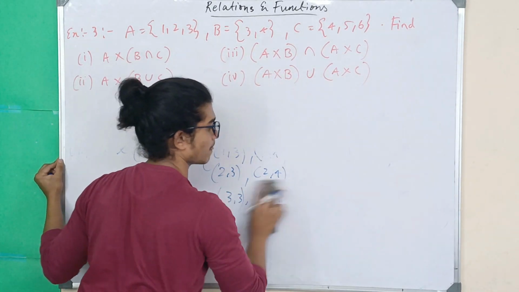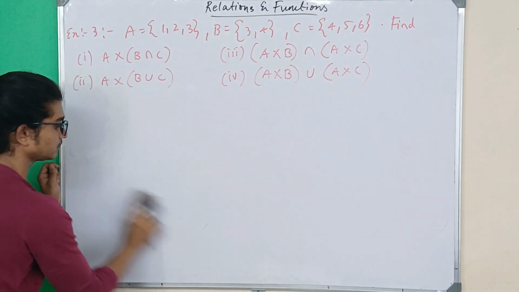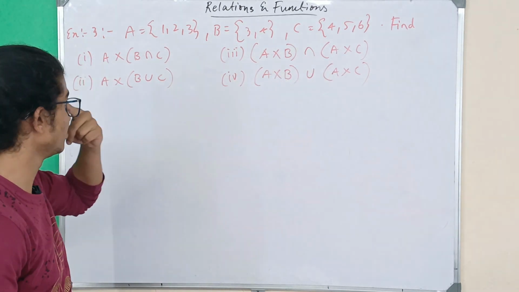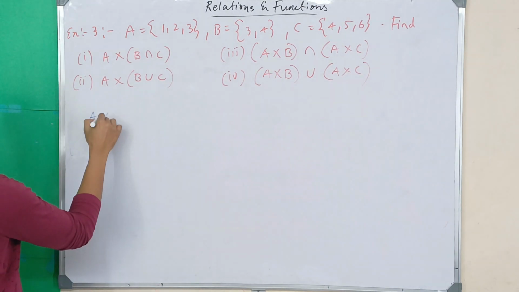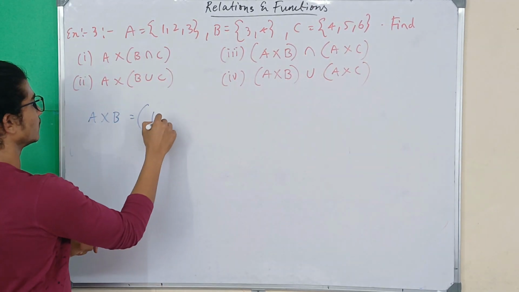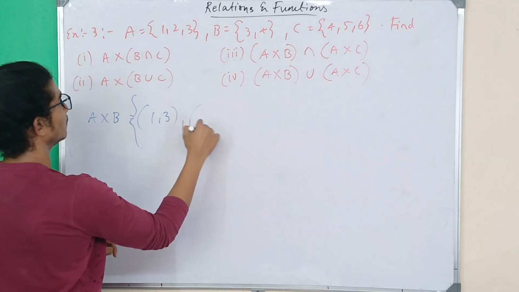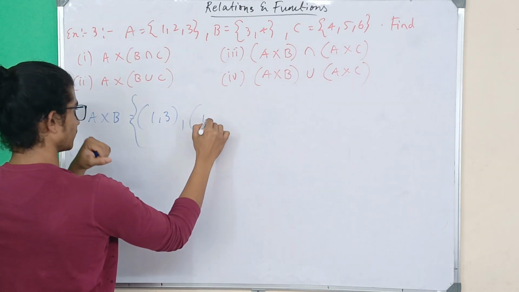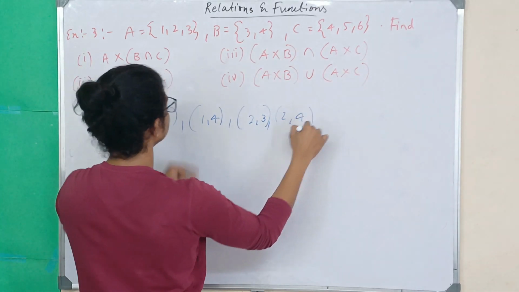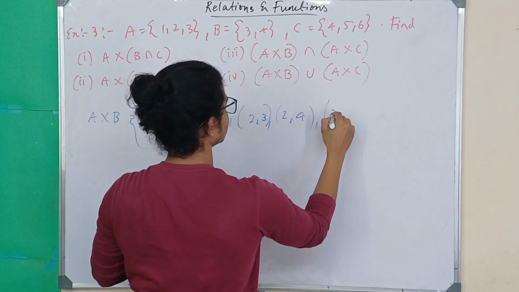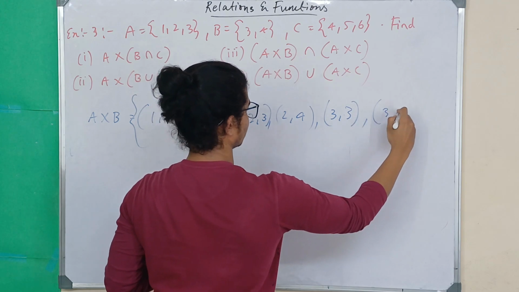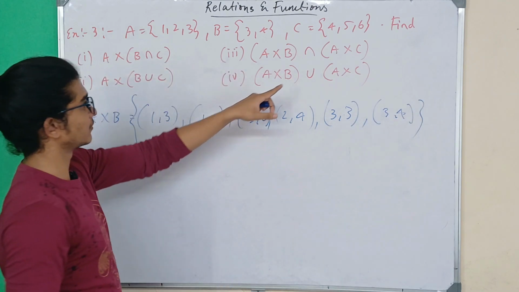So we have A cross B intersection A cross C. Let's first find A cross B and A cross C. So A cross B, so you have to cross these two. So (1,3), (1,4), (2,3), (2,4), (3,3), (3,4).